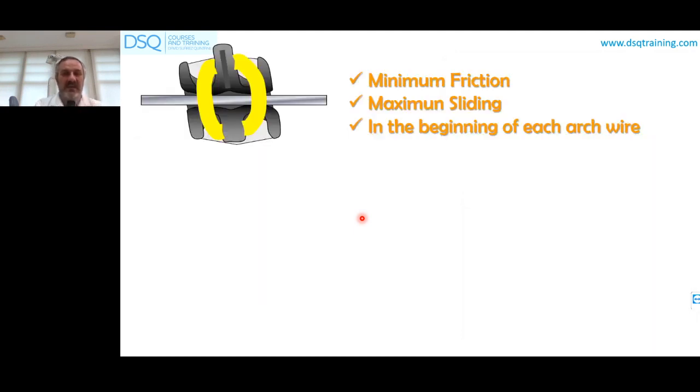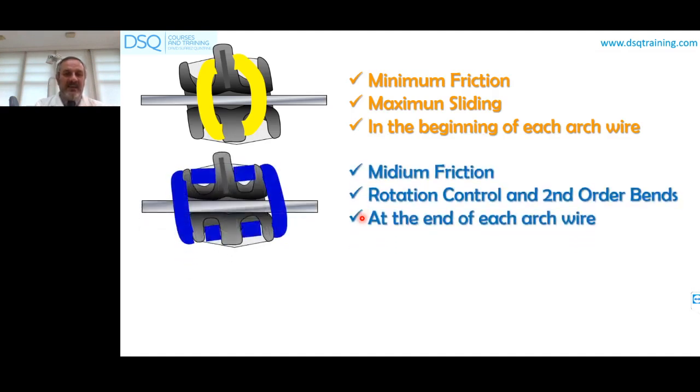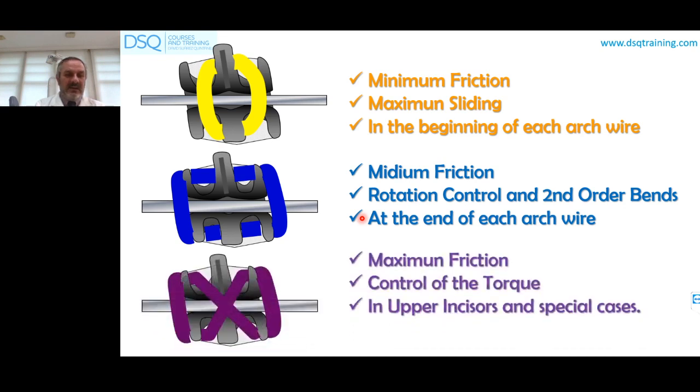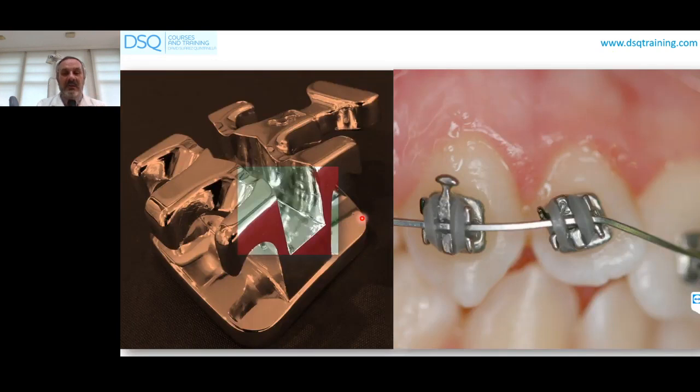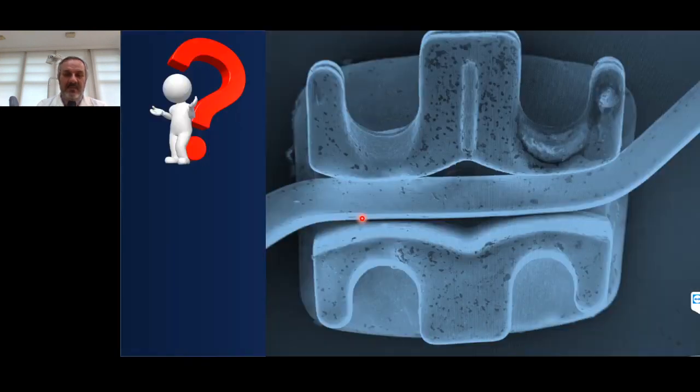For this reason, we ligate in the center for minimum friction and maximum sliding at the beginning of each archwire. With medium friction, we control rotation with the conventional ligation of the Scenery, and when we ligate in the figure of 8, we have maximum friction and control of the torque and of the upper incisors, like in this case. We ligate each tooth according to the control of friction needed for the orthodontic tooth movement, and we reduce the initial friction angle by introducing rectangular wires.